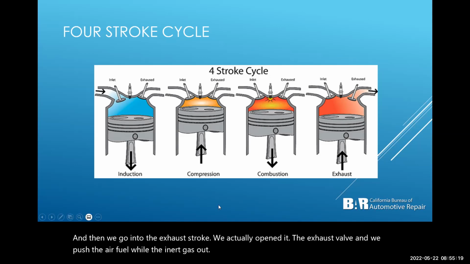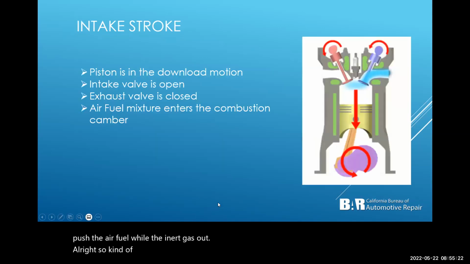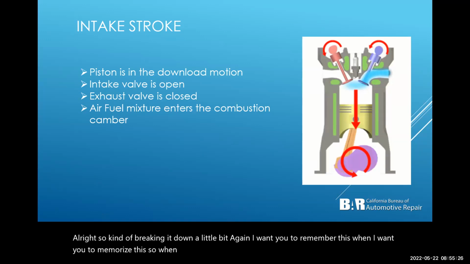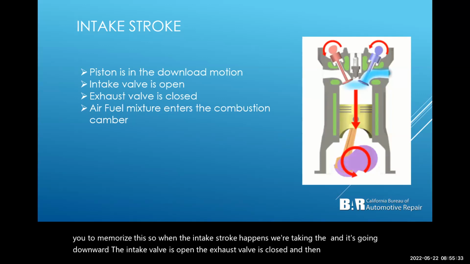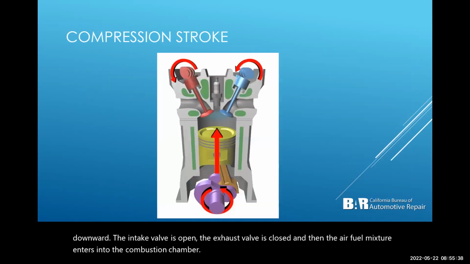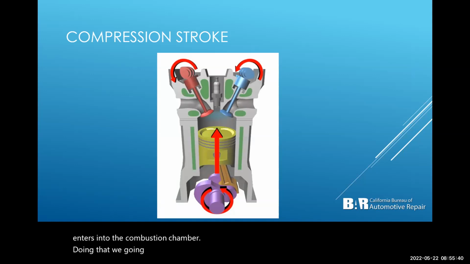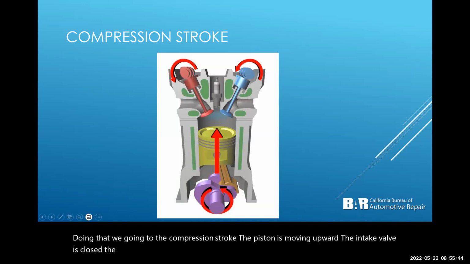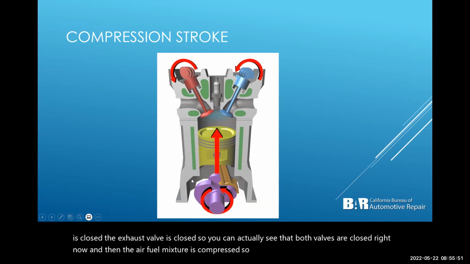All right. So kind of breaking it down a little bit again, I want you to remember this. I want you to memorize this. So when the intake stroke happens, we're taking the piston, it's going downward, the intake valve is open, the exhaust valve is closed, and then the air fuel mixture enters into the combustion chamber. Then when we go into the compression stroke, the piston is moving upward, the intake valve is closed, the exhaust valve is closed. So you can actually see that both valves are closed right now. And then the air fuel mixture is compressed. So we want to have that great explosion going on.